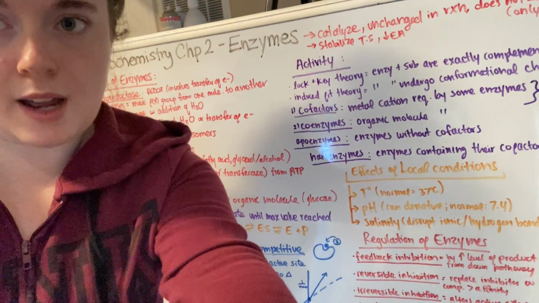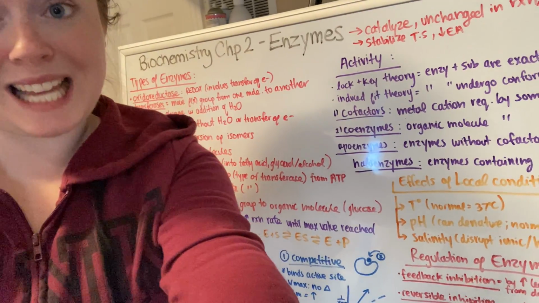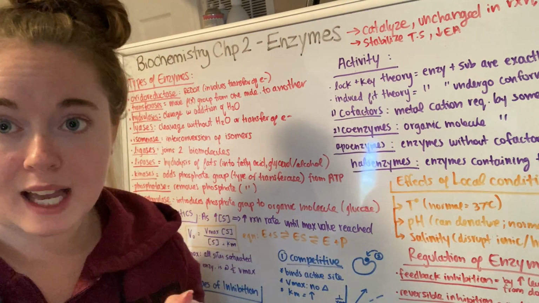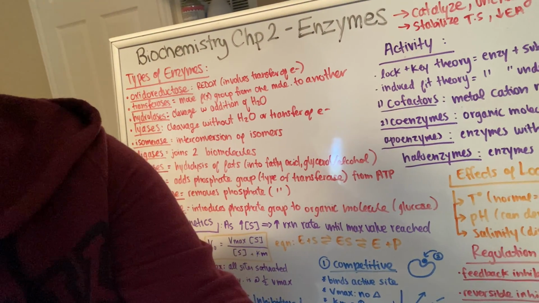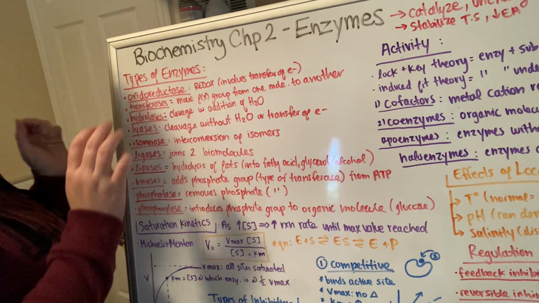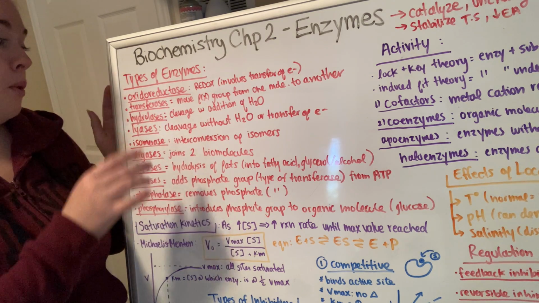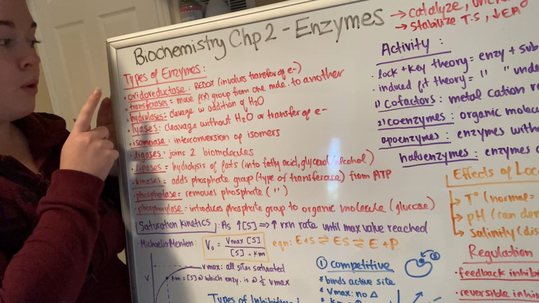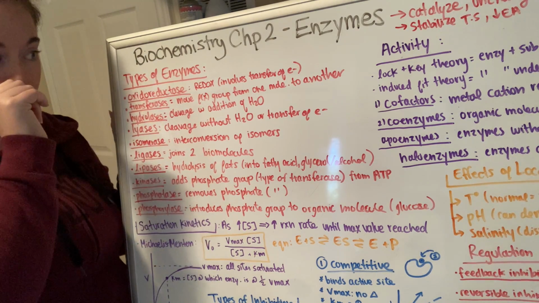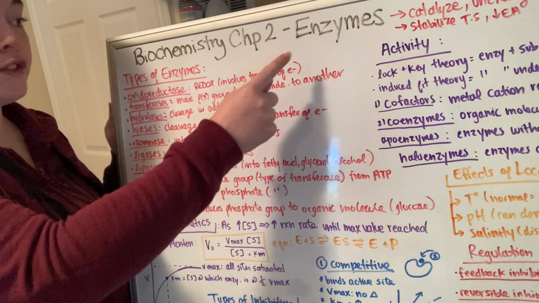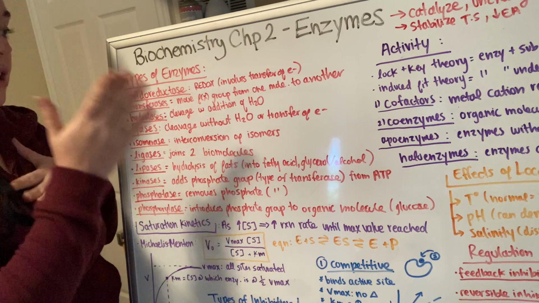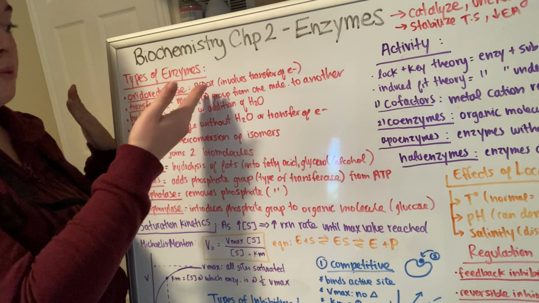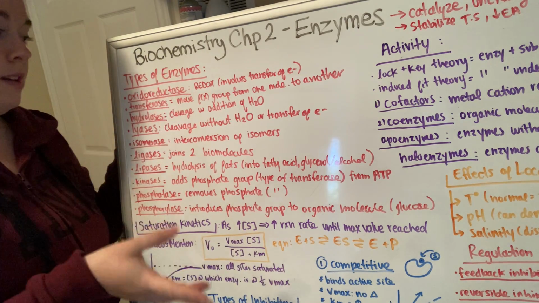So first, let's talk about the types of enzymes. We have oxidoreductases, which are involved in the transfer of electrons in redox reactions. So they transfer electrons so that a redox reaction can occur.